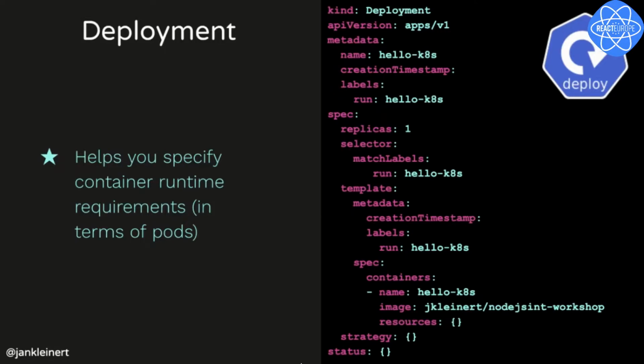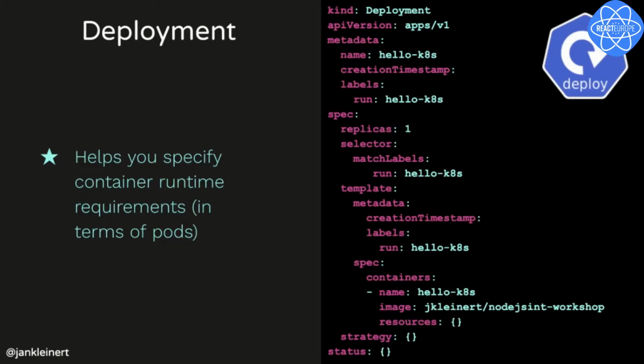A deployment is going to help you specify container runtime requirements in terms of pods. So for example, with the deployment we have here, we're specifying a number of replicas. We say we want one replica. That means one instance of this container running in a pod. We're giving it some labels. Again, run hello K8s. We see just like we did with the pod and the service.